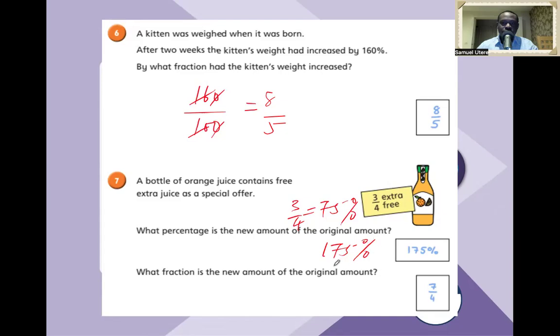175% quantity. What fraction is the new amount of the original amount? Okay, again, you simplify. Simplify the fraction, 175 over 100, and then you simplify the fraction, which will give you this. Okay, I think that is 7/4. Yeah. All right. Let's move on.